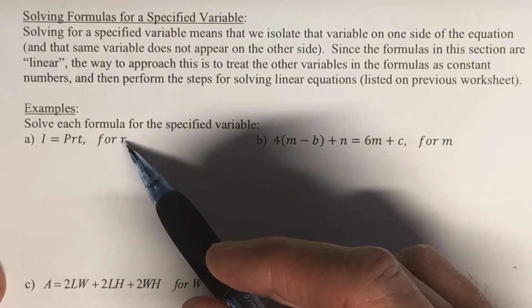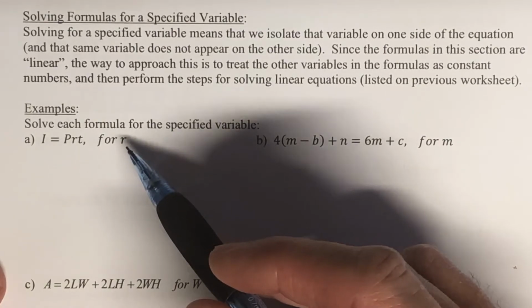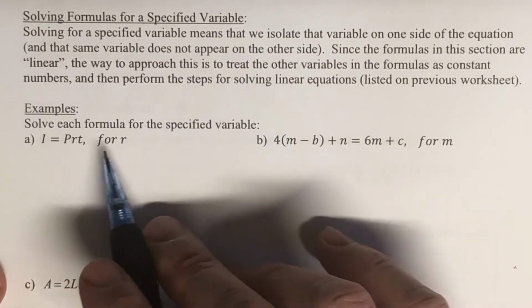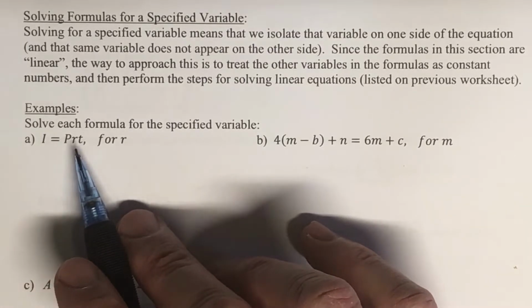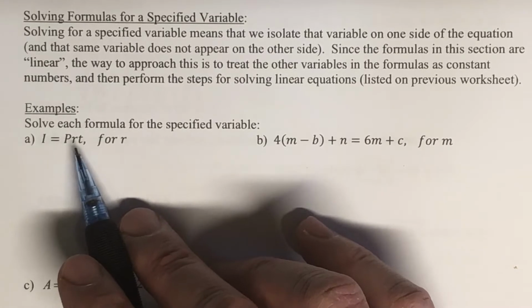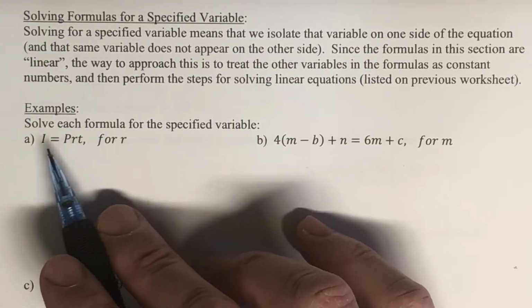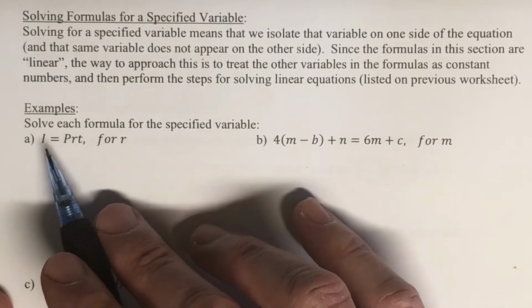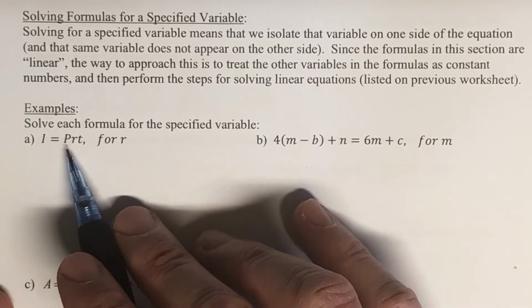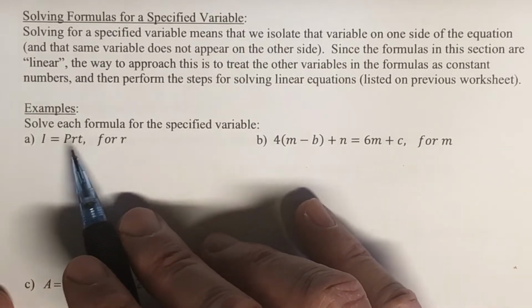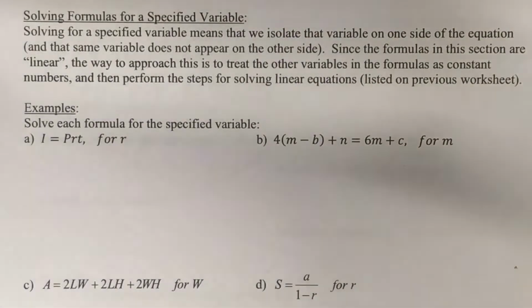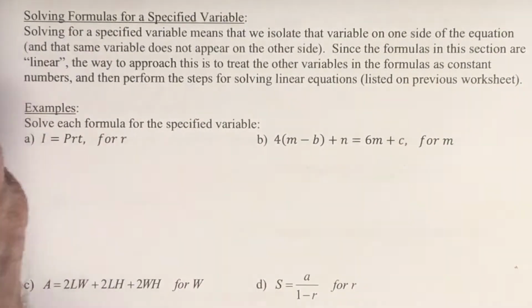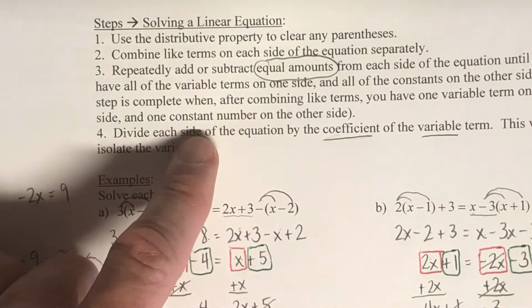So the R right here, and I stand corrected a few minutes ago. I said that the R was, I was pretending like it was a constant. We're actually supposed to pretend like the I, P, and T are constants, okay? Because the R is the variable. So you could pretend like the I is 12, and the P is a 3, and the T is a 2. And then the point is you need to get the R by itself with the same steps that we had for linear equations.